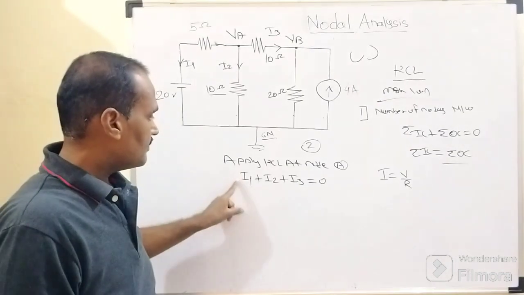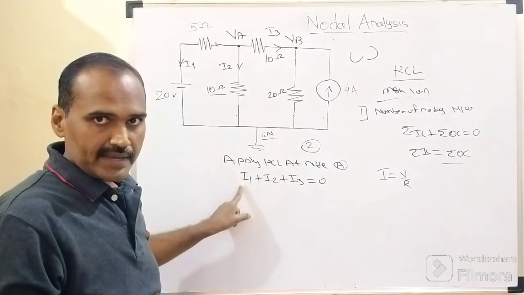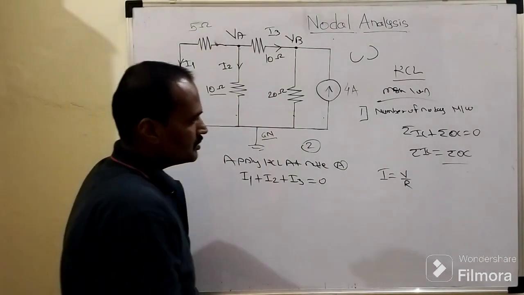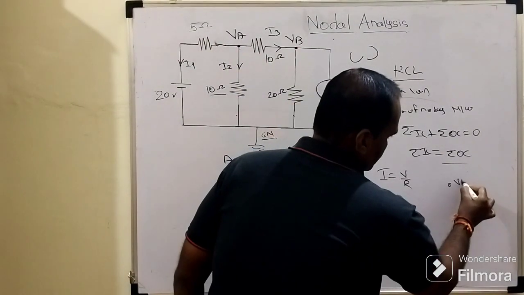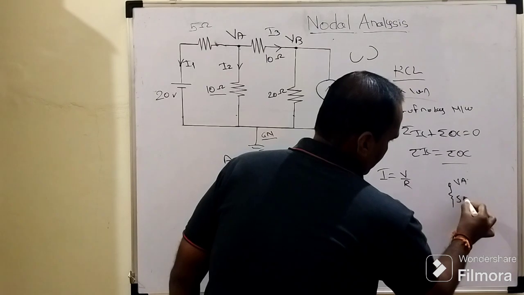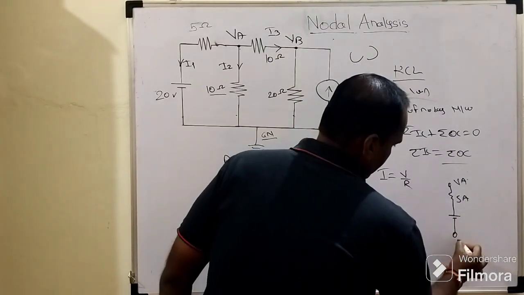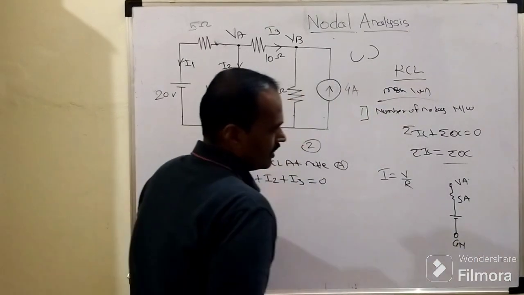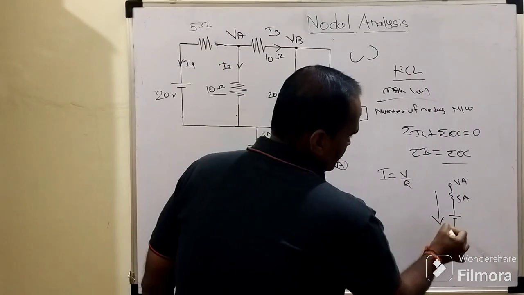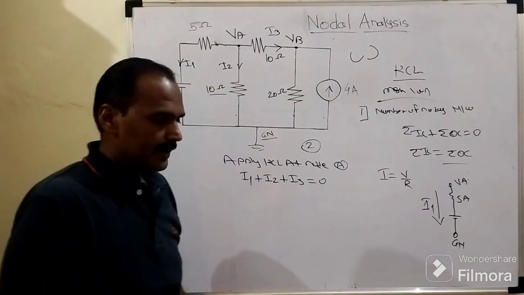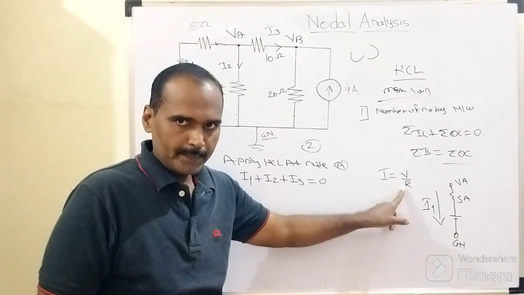Then after that we need to define the actual value of I1. It is nothing but the current flowing through this 5 ohm resistor, right? How is this branch connected? See, this is node potential VA, this is the 5 ohm resistor, this is the battery of how many volts? 20 volts, and this is the ground node, right? And how is the direction of current assumed? Outgoing.